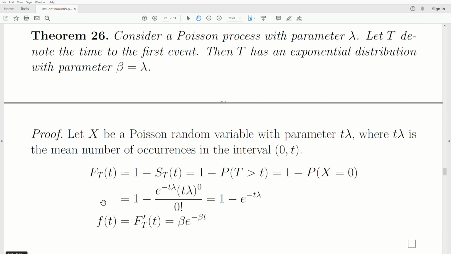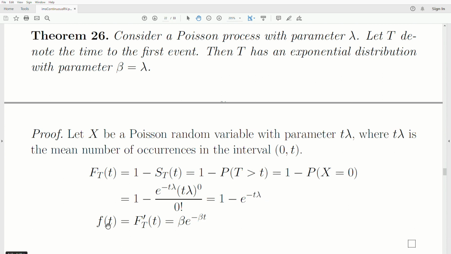So we're going to find the CDF of t and then take its derivative to find the density. So the CDF is 1 minus the survival function. So it's 1 minus the probability that t is greater than this value t. But in order for the first event, remember t is the first event, to be greater than t, it means that the Poisson process has 0 events in that interval. So 1 minus the probability that x is 0, and that's a Poisson process, which we know. Just plug in 0 for x, we get 1 minus e to the minus t lambda.